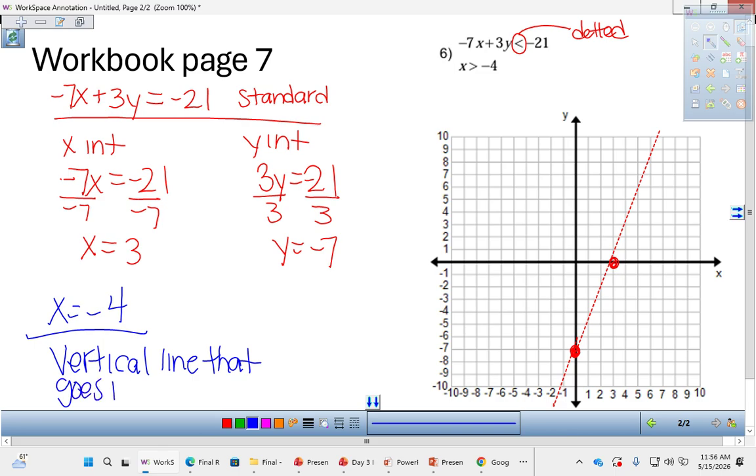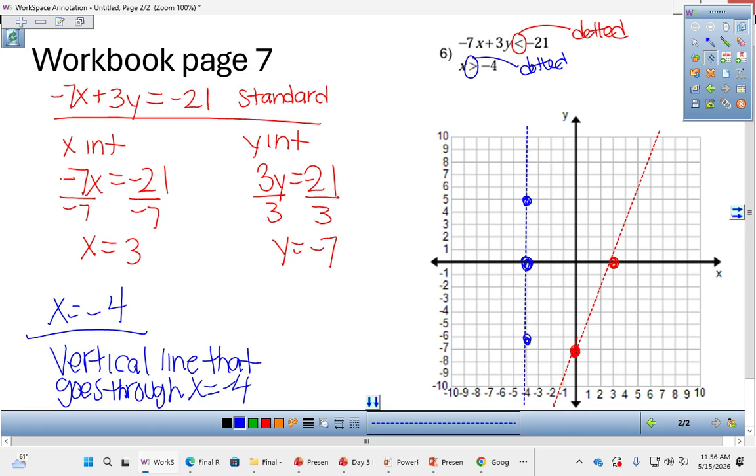That goes through the x value of negative 4. So I'm going to make a point on the x-axis at negative 4. And then I'm going to make this line vertical, meaning I'm going to make it go up and down. So I'm just going to pick some points above it and below it so I can use my ruler to make that straight line. Now this is going to be another dotted line because that is another not inclusive inequality. So when I connect these, it's another dotted line.